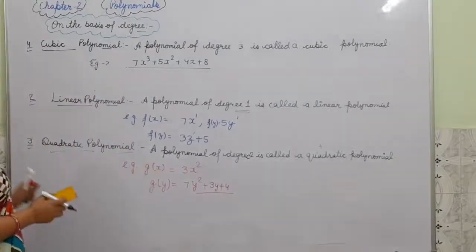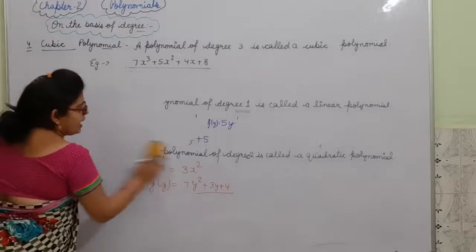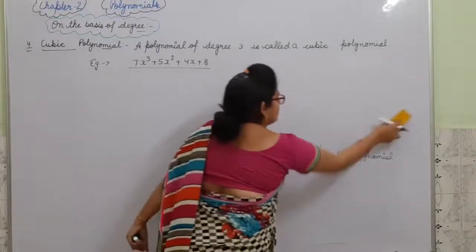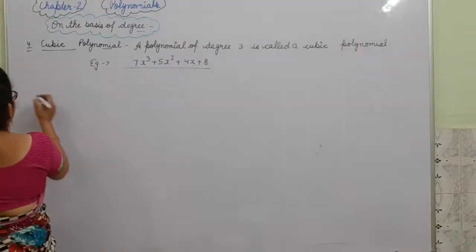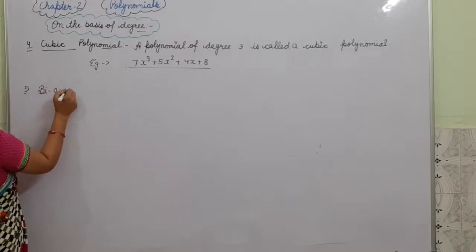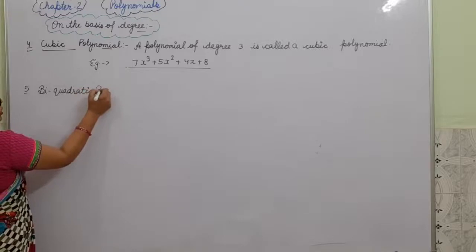Now next, biquadratic polynomial. After it, biquadratic, the fifth point is biquadratic polynomial.